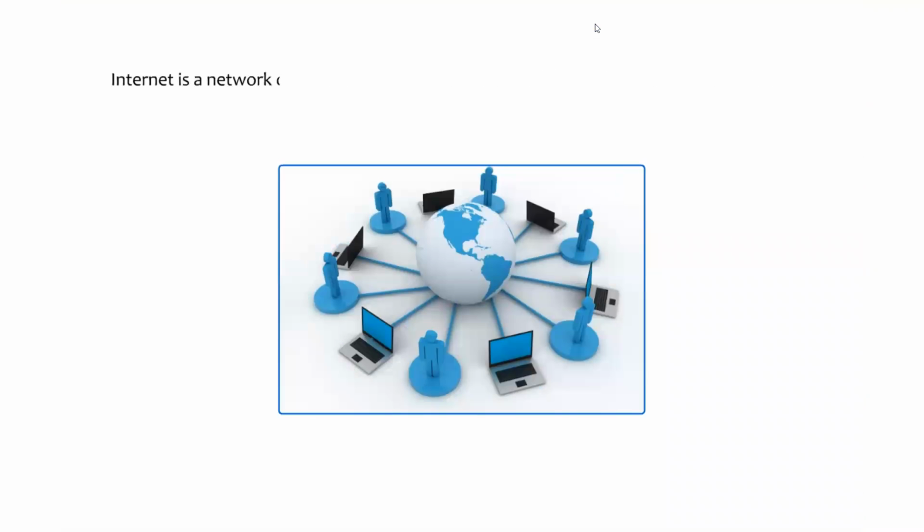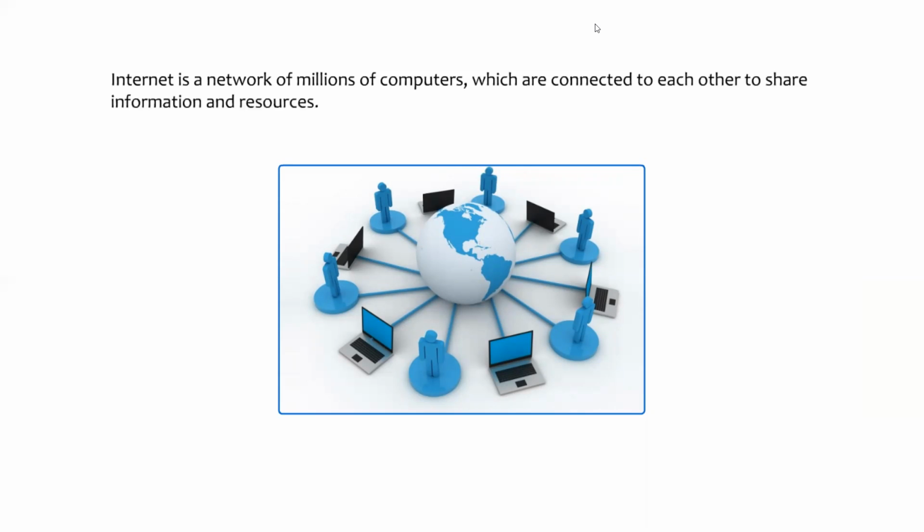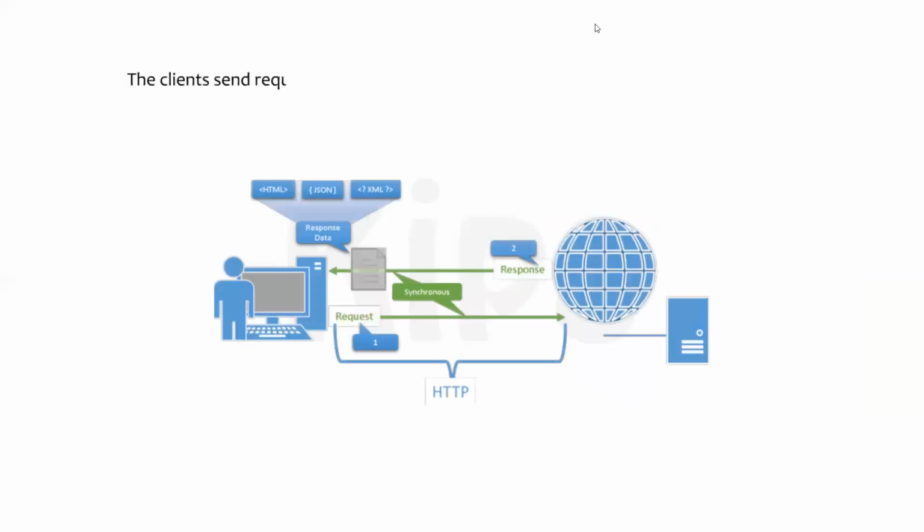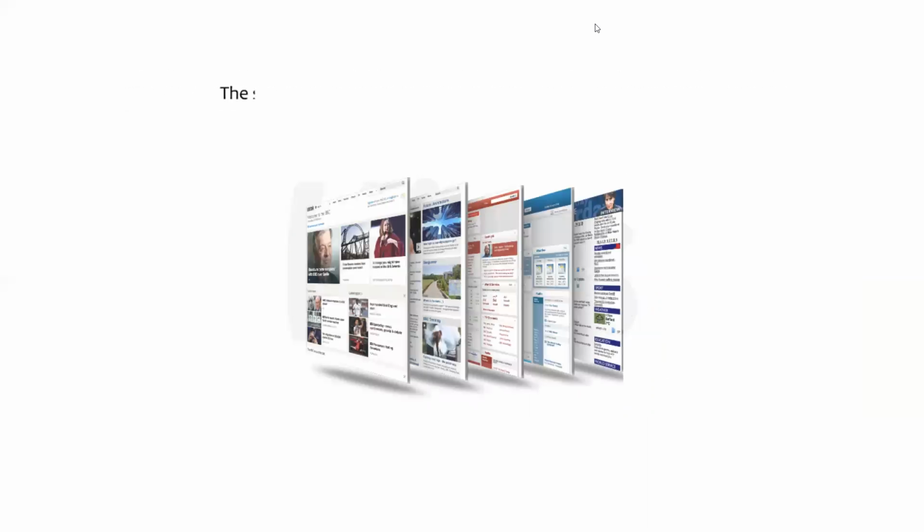Internet is a network of millions of computers which are connected to each other to share information and resources. Computers on the internet are either servers or clients and communicate via networking protocol. The clients send requests to the servers and the servers respond immediately with the required data. The servers store files and information in the form of websites.